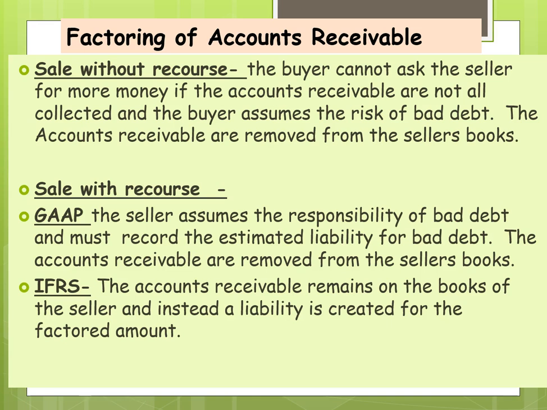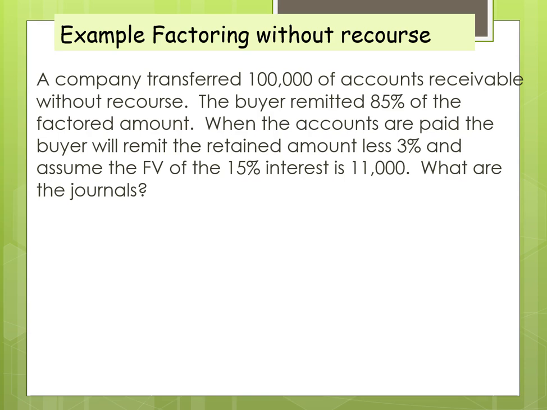So now let's look at an example. A company transferred $100,000 of accounts receivable without recourse. The buyer remitted 85% of the factored amount. When the accounts are paid, the buyer will remit the retained amount less 3%. So in this case, they are going to get their payment once the accounts have been paid. Sometimes they collect this up front, so pay attention to that when you're doing your homework. And assume the fair value of the 15% that's going to be retained in current dollars is $11,000.